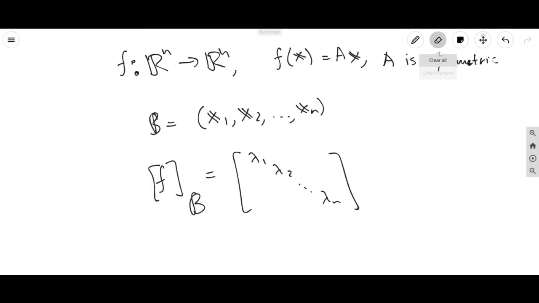Now, the last thing I wanted to just make a comment about is if you have repeated eigenvectors, let me just finish with this. If you have a symmetric matrix, the eigenvalues are automatically real.